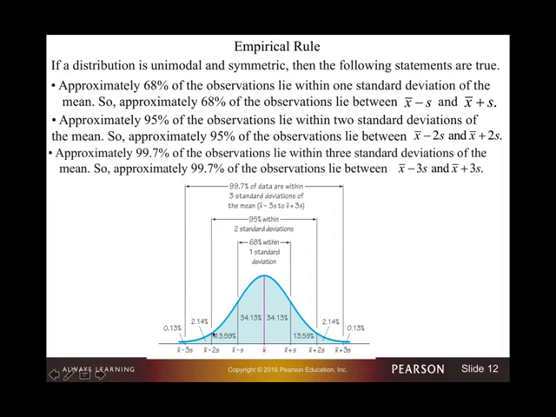And then the last one. Approximately 99.7% of the observations lie within 3 standard deviations. So when you go plus or minus 3 standard deviations, this includes 99.7% of your data. Okay, this is by the empirical rule. But keep in mind that we can apply the empirical rule when the distribution is unimodal and symmetric. In other words, it will be the normal distribution.